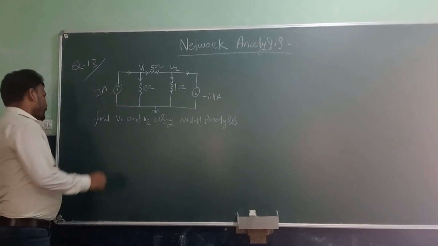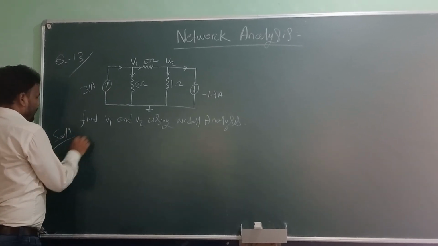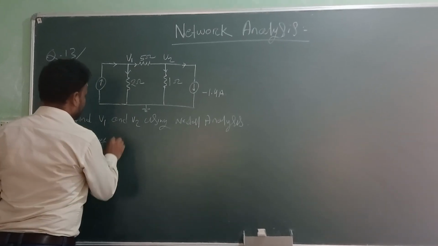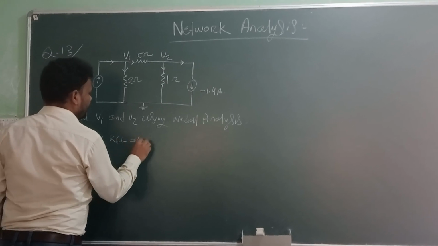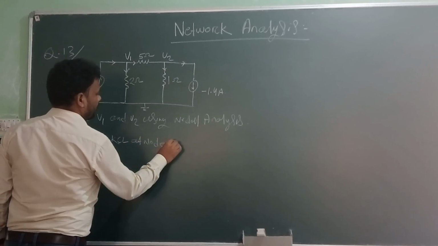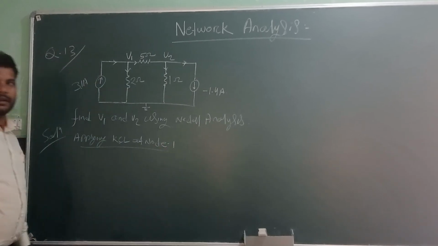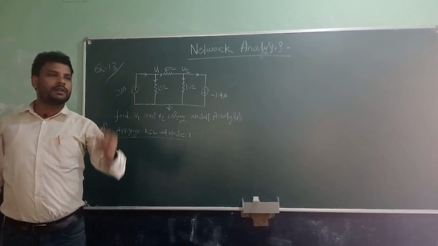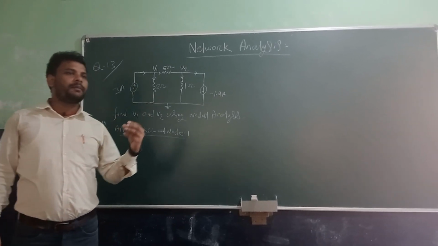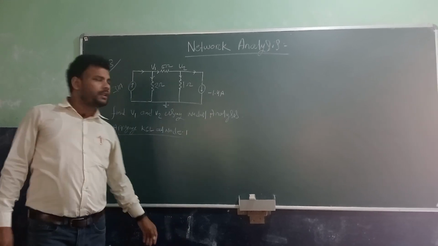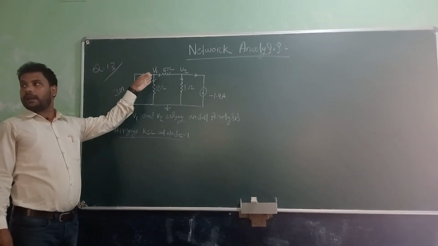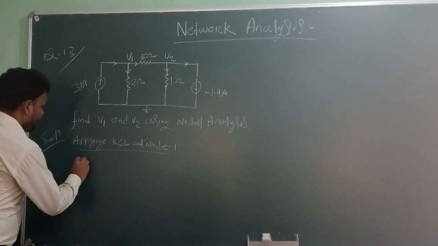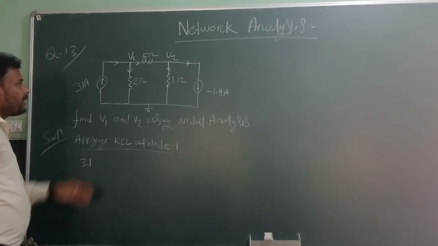So applying KCL at node 1: current entering should equal current leaving, or current entering minus current leaving equals 0. So here the entering current in node 1 is this one, 3.1 ampere entering current.